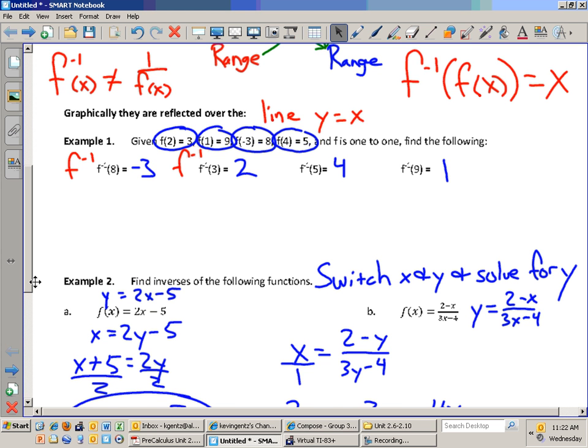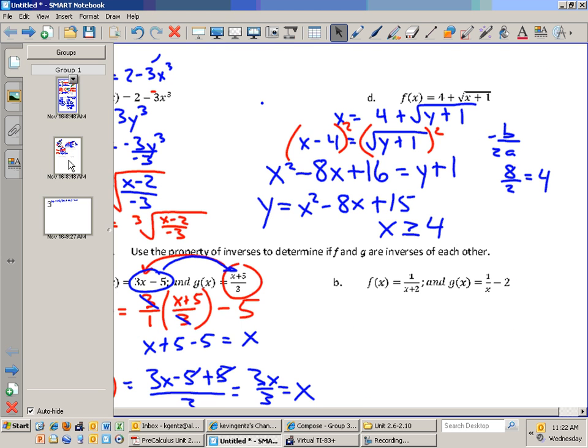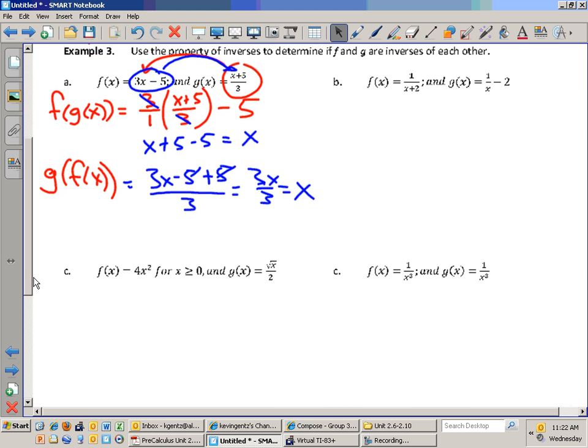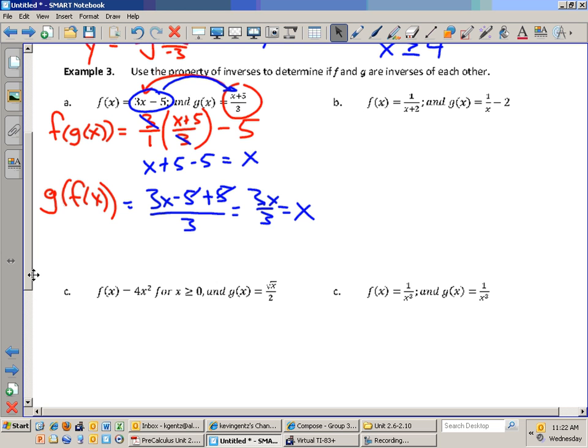So that's what this is doing. We're carrying out this process. We're just not using numbers. Plug in an x, get a y. Plug in the y, get your original x. And that's exactly what's happening right here. We get our original x. Okay? Let's try here. One more problem.